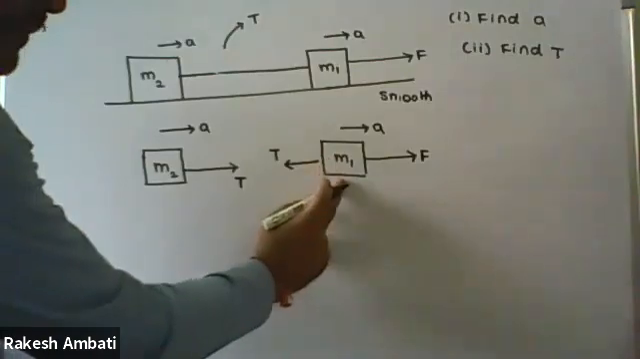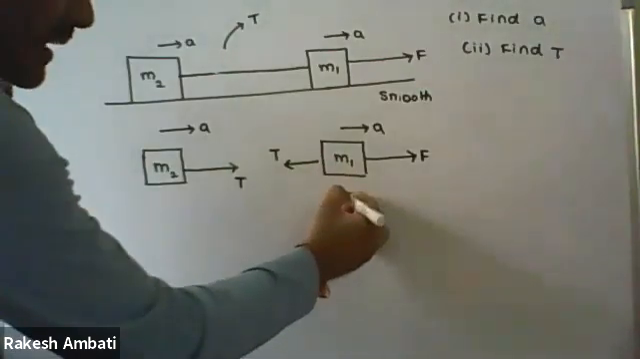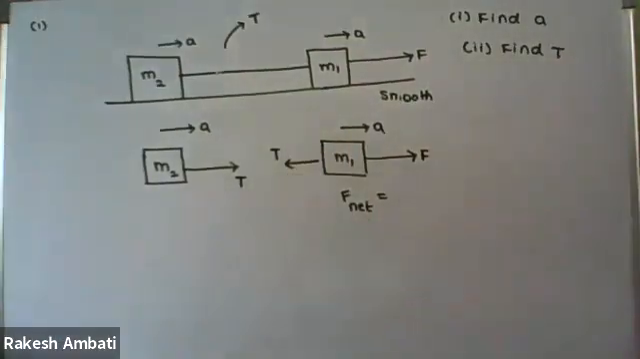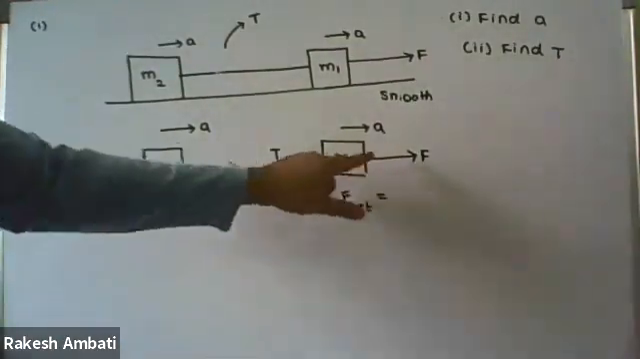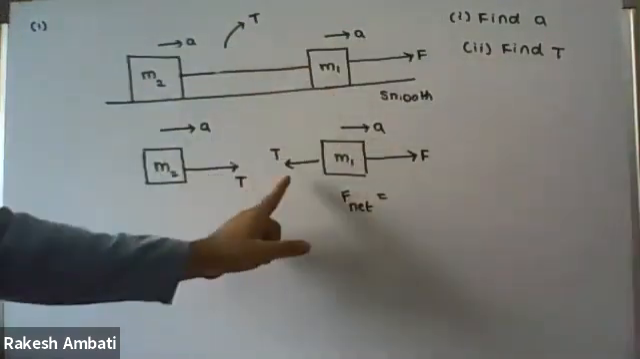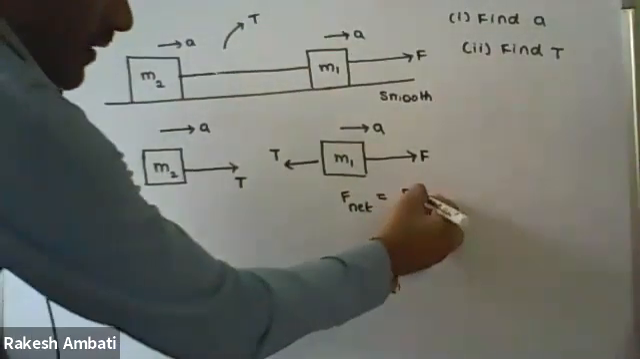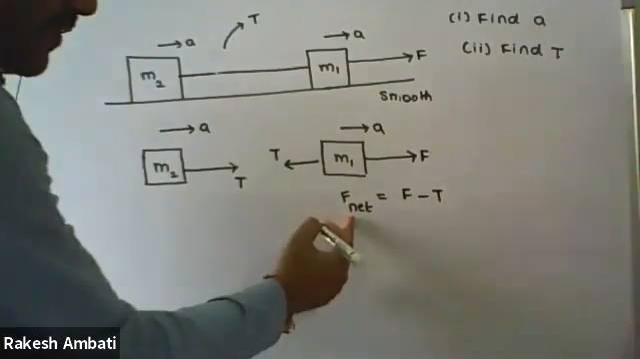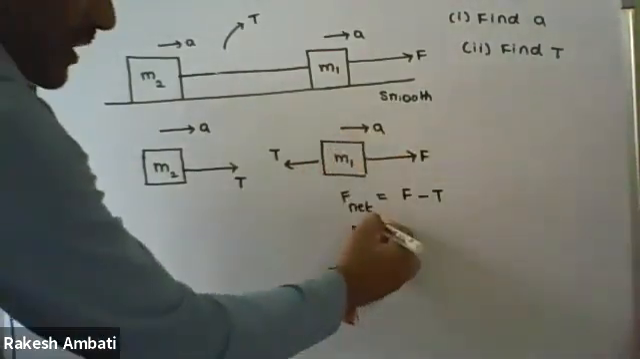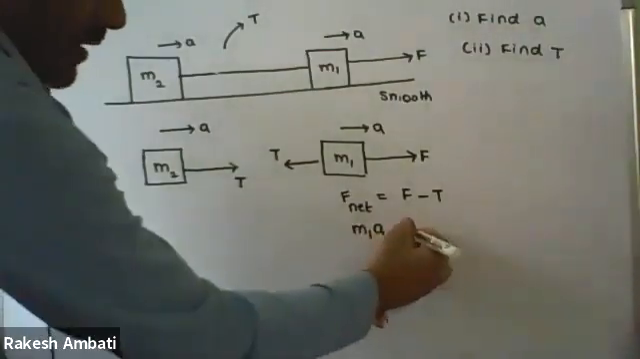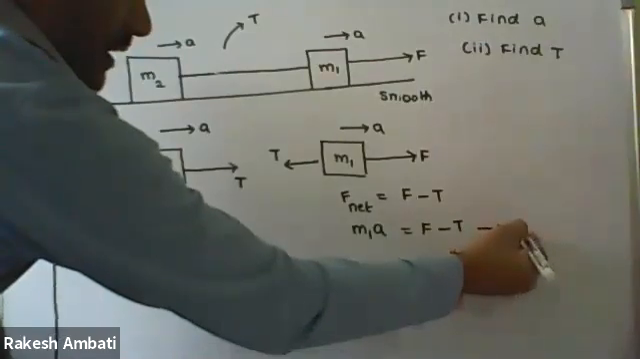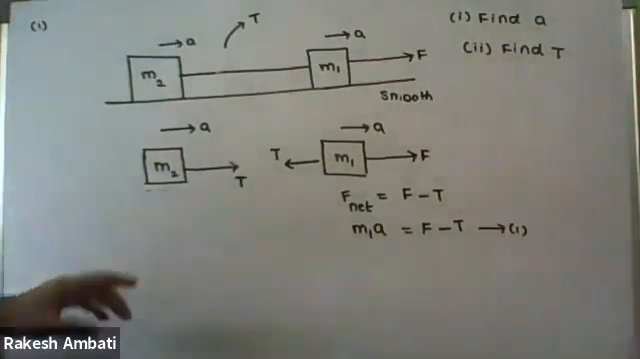Now in the case of M1, I'm writing the dynamic equation, meaning resultant force. Totally two forces are acting in opposite directions. F is the direction of motion. Resultant force is F minus T. Resultant force means mass into acceleration, that is M1 acceleration a equal to F minus T. First equation.